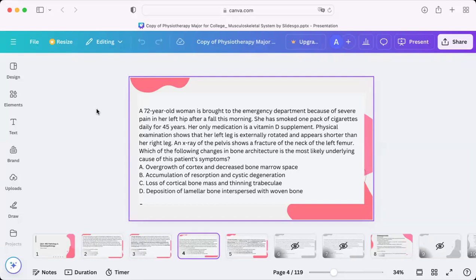Is it overgrowth of the cortex and decreased bone marrow space, accumulation and resorption of cystic degeneration, loss of cortical mass and thinning trabeculae, or the deposition of lamellar bone interspersed with woven bone? Send your answers. I see that you guys are putting C. Why do you guys think it's C? And why not A? A is a pretty good differential.